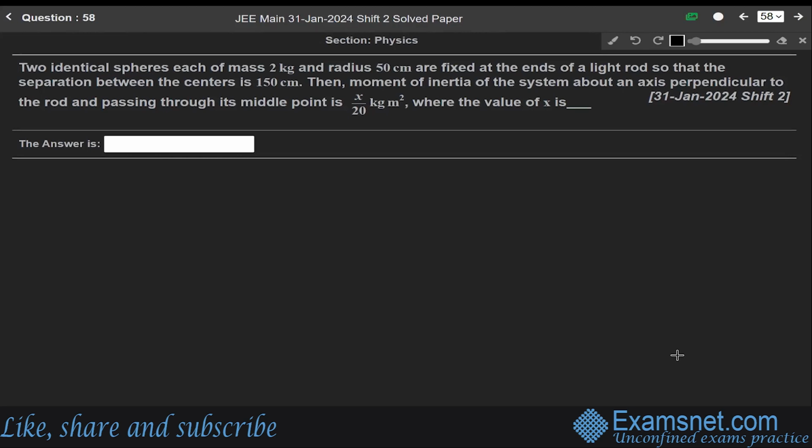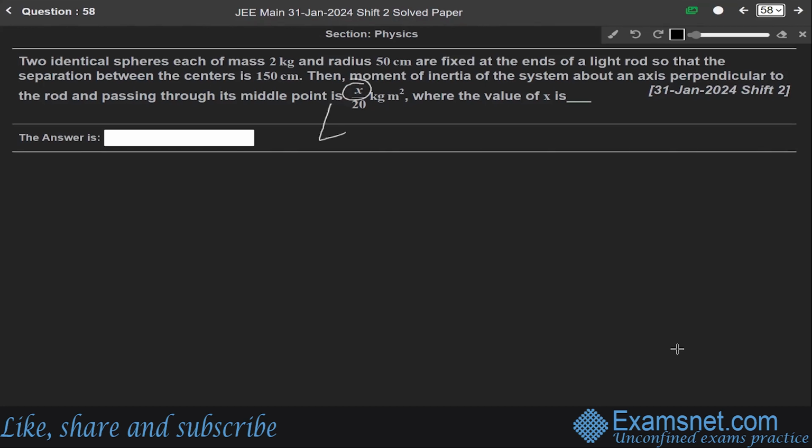So the next question is 58. Two identical spheres of mass 2 kg and radius 50 centimeter are fixed at the ends of a light rod so that the separation between the centers is 150 centimeter. Then the moment of inertia of the system about an axis perpendicular to the rod and passing through its middle point is x by 20 kg meter square. We have to find this value of x. So this question is from the chapter of rotational motion.